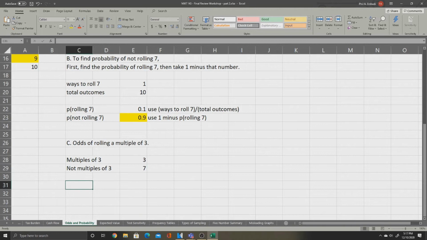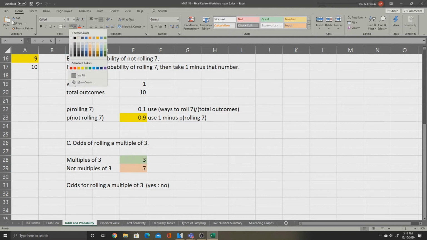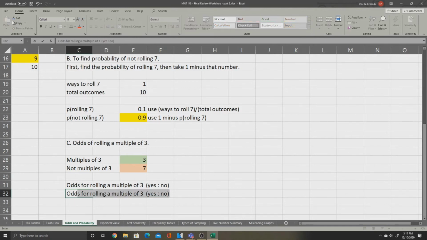And we were asked the odds for rolling a multiple of 3. So to write the odds for doing something, we write the number of yes answers and then a colon and the number of no answers. So our yes answers were the 3 here. I'll indicate that in green. And then the no answers were the 7. So we say the odds of rolling a multiple of 3 are 3 to 7. The yes answers first, the no answers second. So this would be how you answer the question.